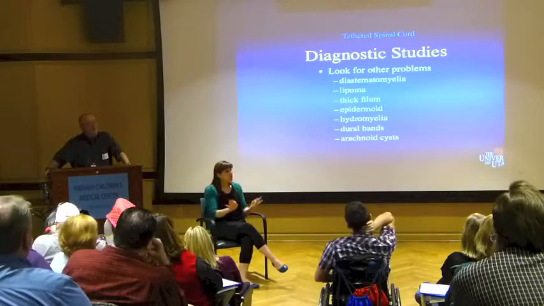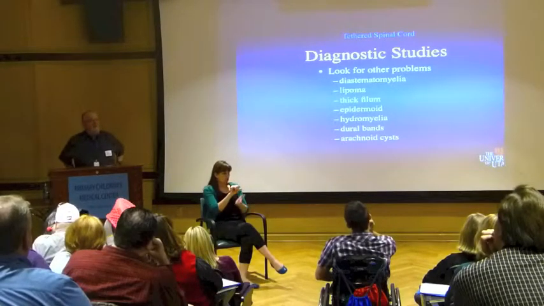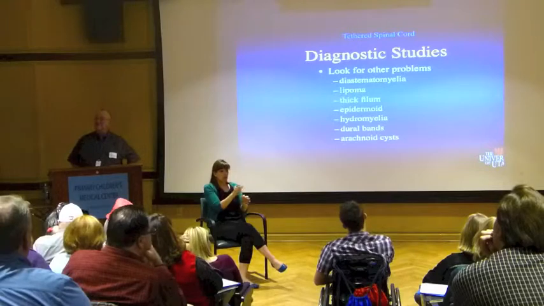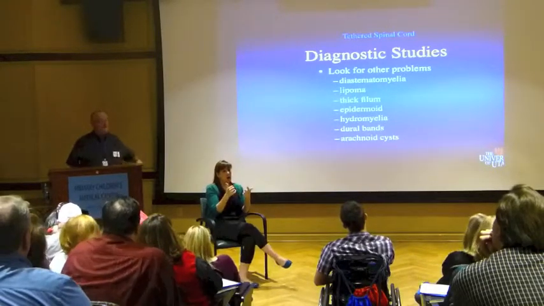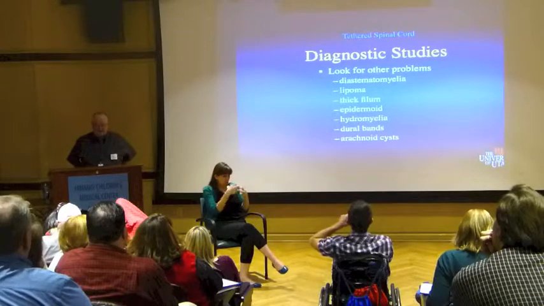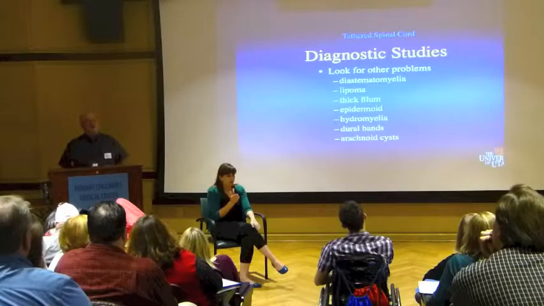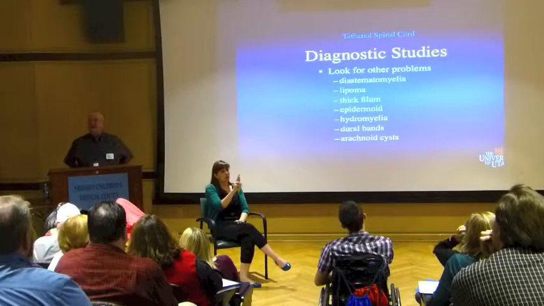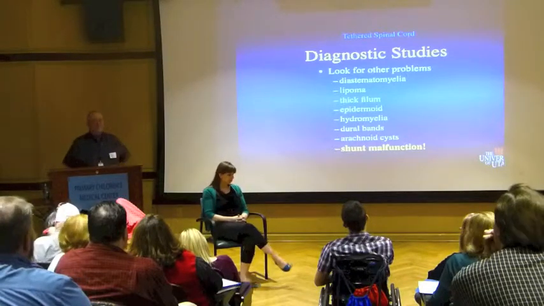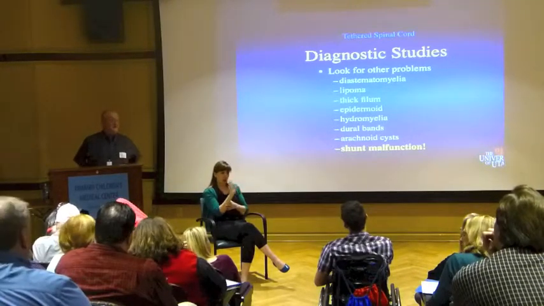But it's really important to look for other things. If we're recommending a detethering operation, then I really want to know, what are we getting into? Is it simply scar tissue, or do we have a diastematomyelia? Is there a lipoma? Is there fat there that's causing part of the problem? There are several things that can go on that can complicate the surgery. So the MRI can be so helpful in helping us differentiate what we're getting into. And shunt malfunction is one of those things that can mimic a tethered cord. Shunt malfunction can mimic anything.